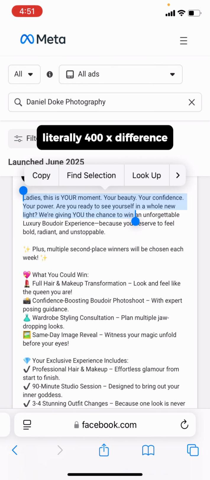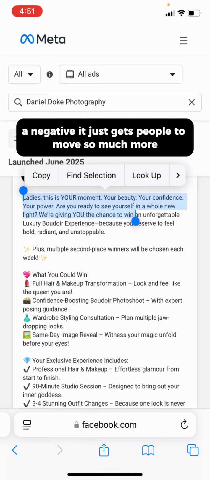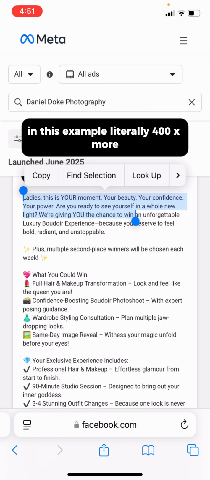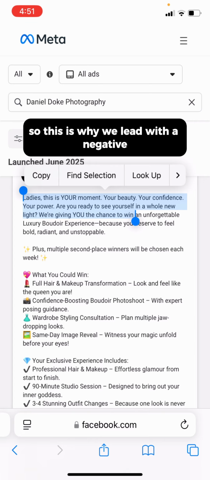Literally 400x difference. So we can see in this example, this is why we lead with a negative. A negative just gets people to move so much more. I originally said 100x. Okay, in this example, literally 400x more. Humans will move away from pain than they will to go get some gain. So this is why we lead with a negative.